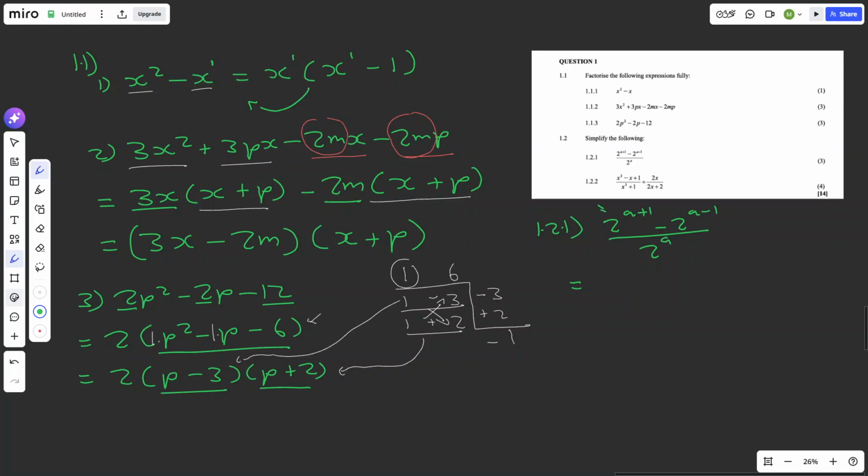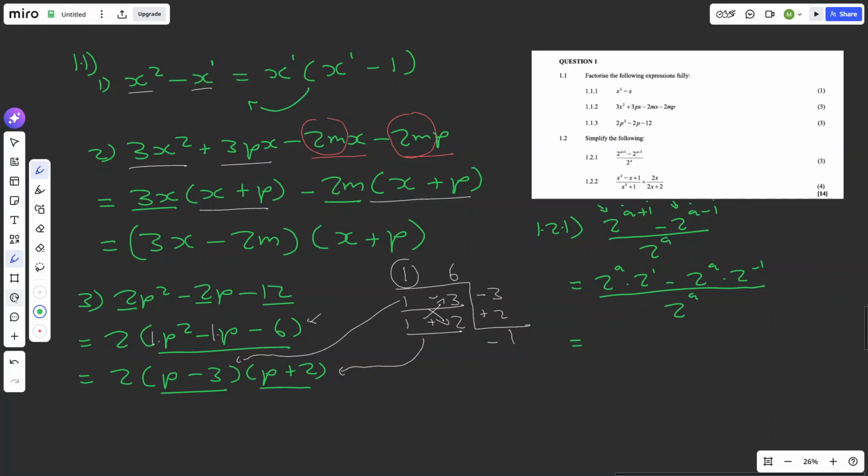So let's break up these two here at the top. So we'll have 2 to the power of a times 2 to the power of 1. You're using laws of exponents here. Minus 2 to the a times 2 to the minus 1. So all I did was separate these powers here, right? So that we can see them clearly. And then this will be 2 to the power of a.